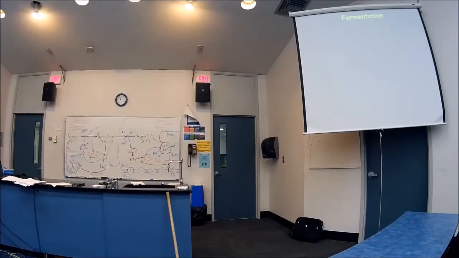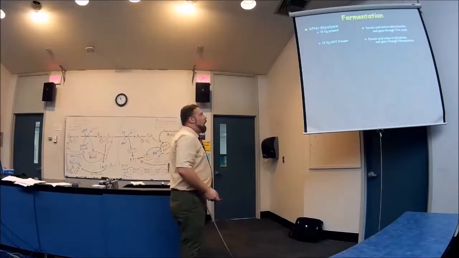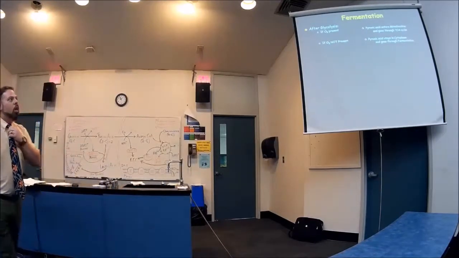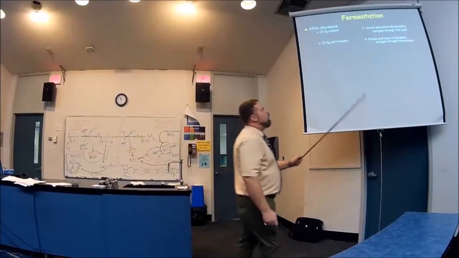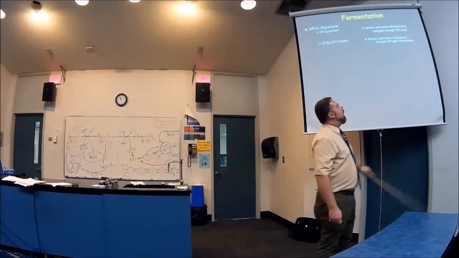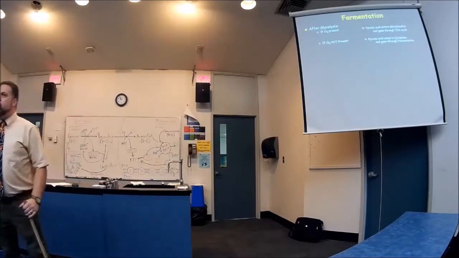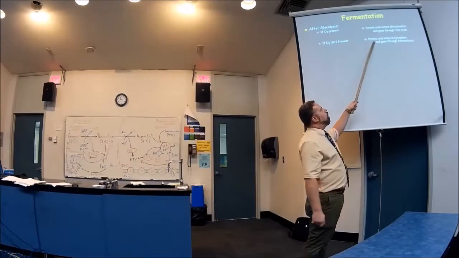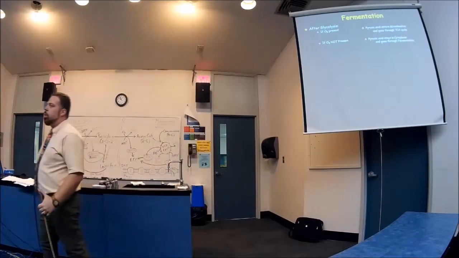So let's just do the slide that goes with this. Fermentation. All right? Everything I just explained is now going to be up on the PowerPoint. After glycolysis, if oxygen is present, then the pyruvic acid will enter the mitochondria and go through the citric acid cycle and make your ATPs. If there's no oxygen present, then the pyruvic acid stays in the cytoplasm and goes through fermentation.